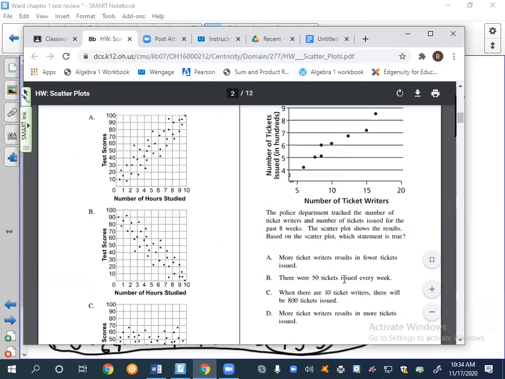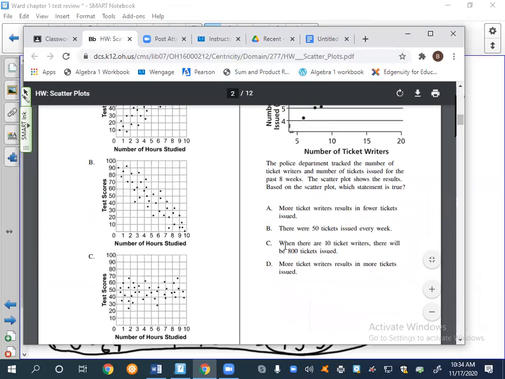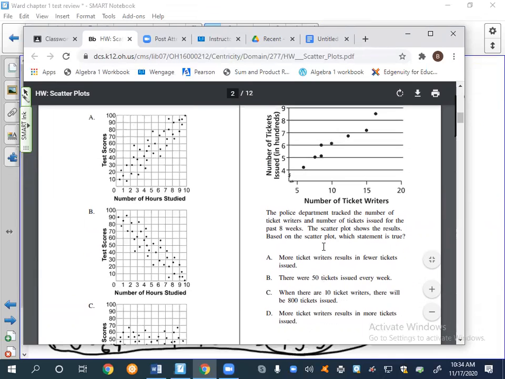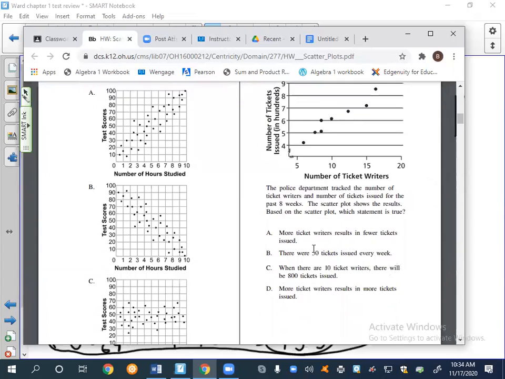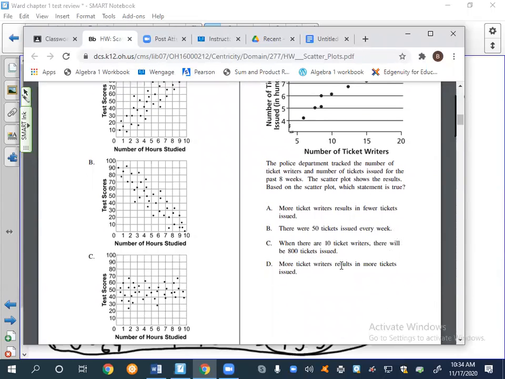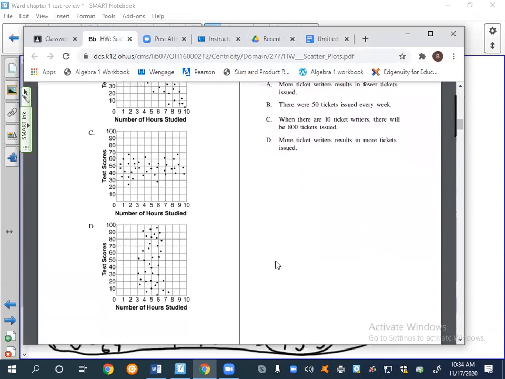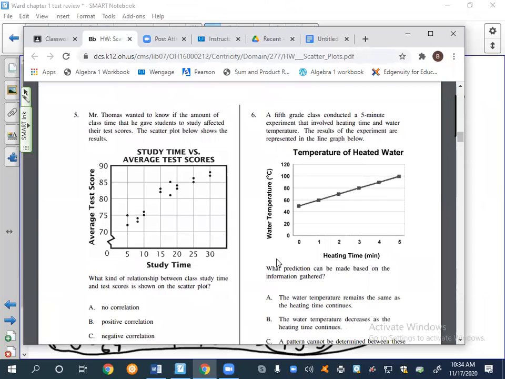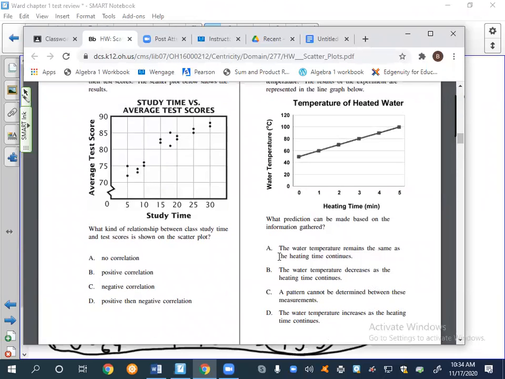There were 50 tickets used every week. I don't know about that. That has nothing to do with correlation. When there are 10 ticket riders, there will be 800 tickets used. That has nothing to do with correlation, so let's skip that. The more ticket riders result in more tickets issued. Would you agree with that? Boom. Okay, positive correlation, D. Final answer there. Number 7, positive or negative correlation there? What's the answer to that one? B as in boy.